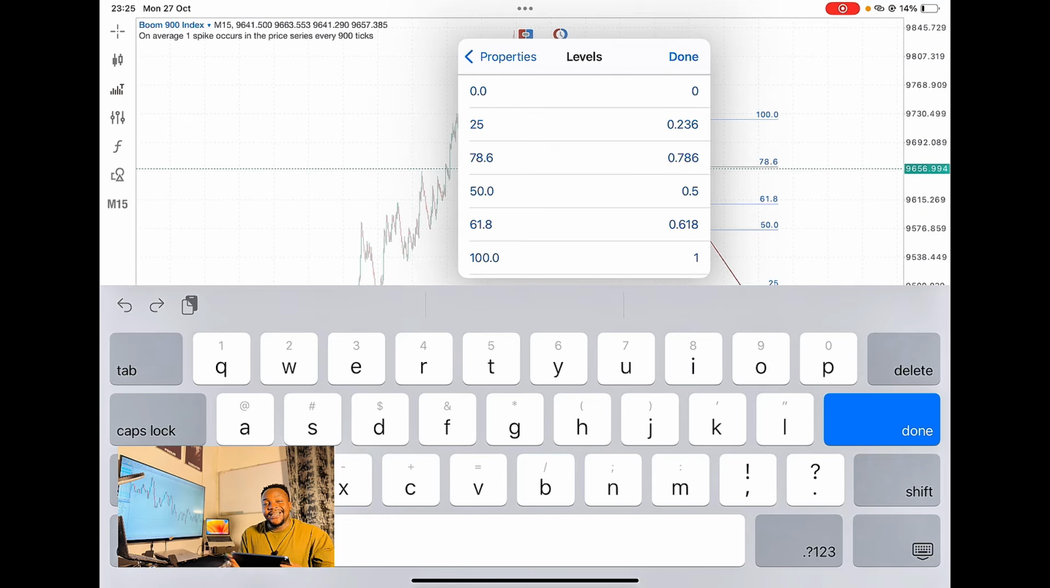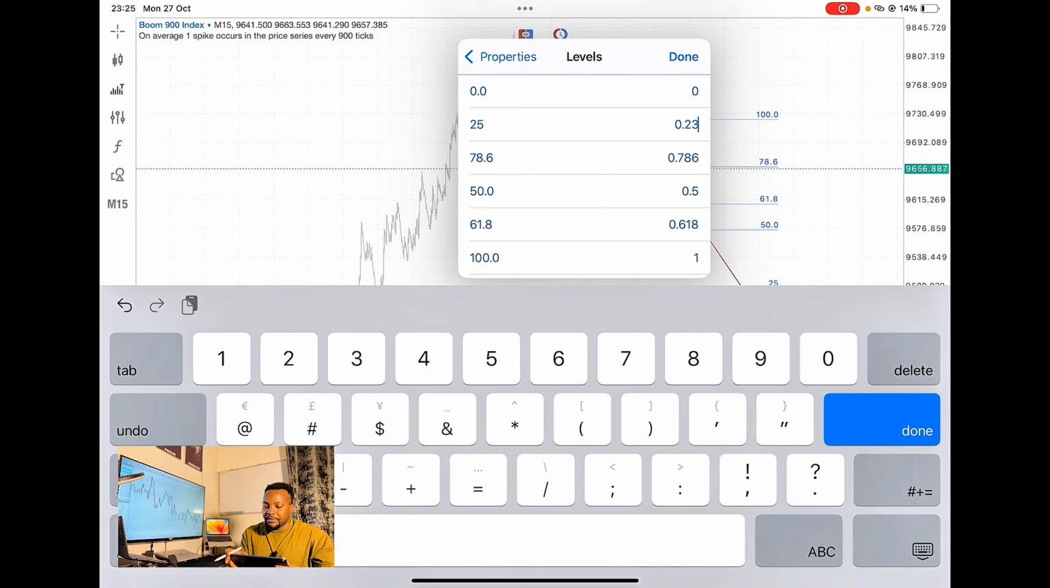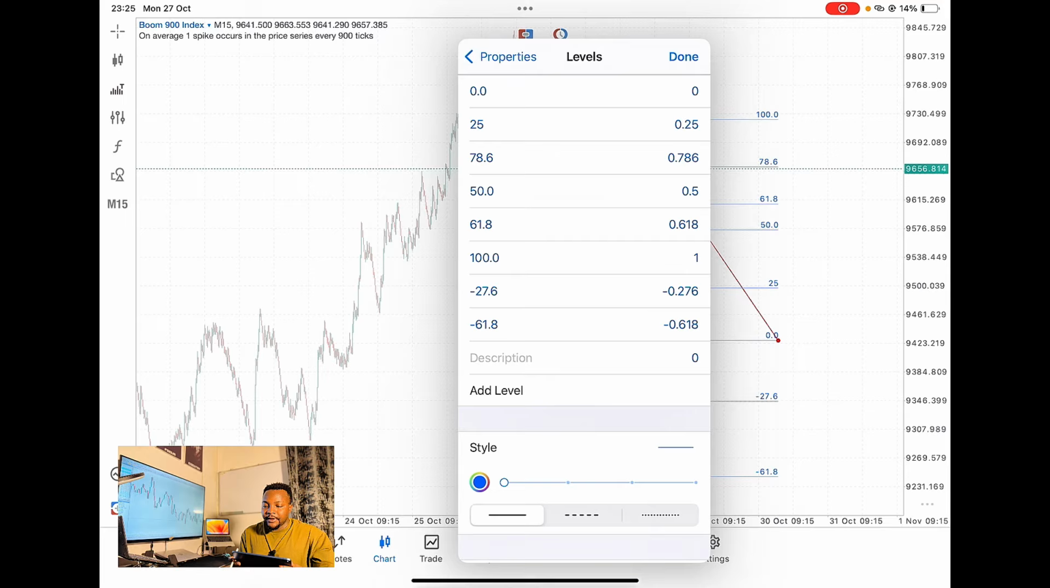And to your right side, they are simply in decimal form. So you can see 25 is 0.25, right? And you can see that 78 is 0.786, and the 50% is 0.5, right? And 1 is 100. So these are percentages.